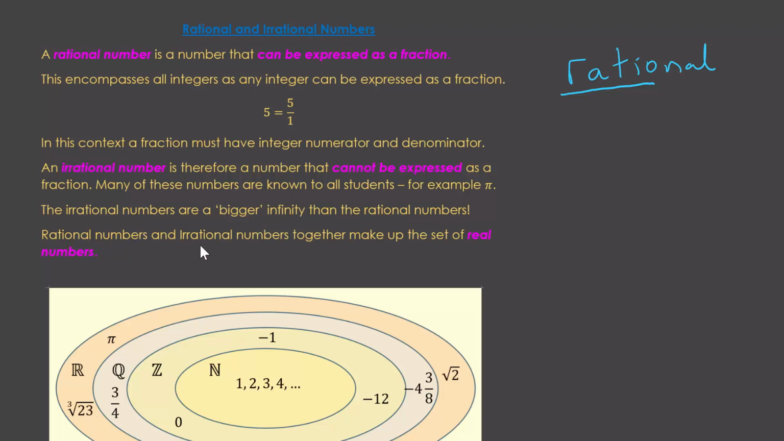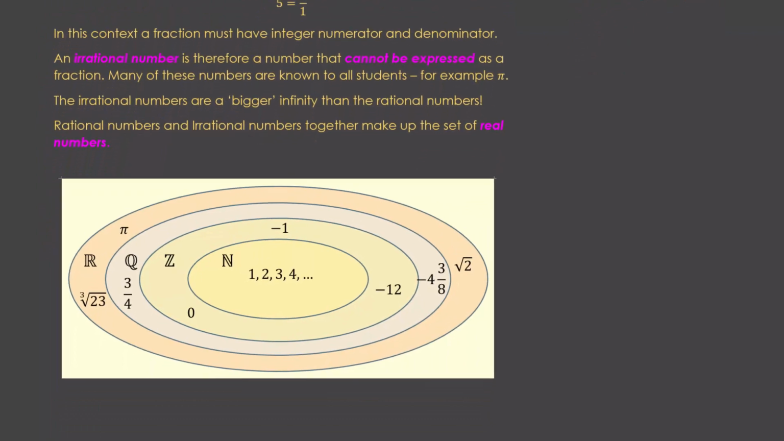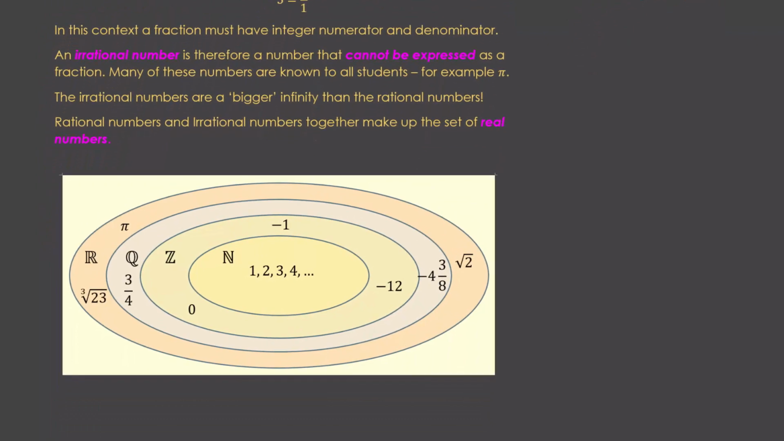Rational numbers and irrational numbers together make up the set of real numbers. So I've got the number sets here on this diagram. It's a Venn diagram. And so we can see that the inside here are the natural counting numbers. So natural numbers start at 1 and go up by 1 each time. So 1, 2, 3, 4, 5, 6, 7, 8, 9, 10, and so on. Those are the natural numbers.